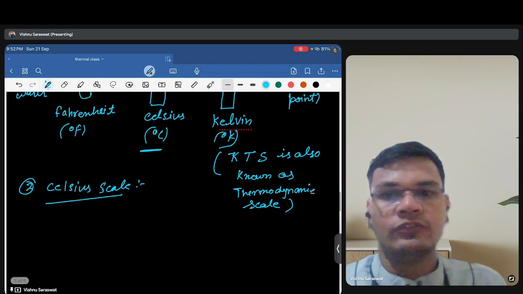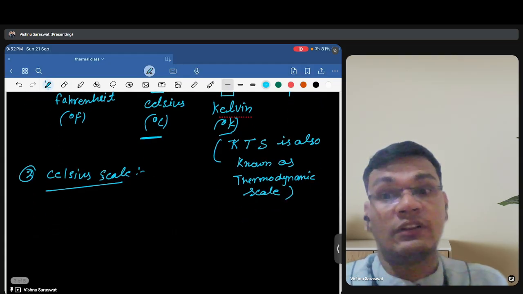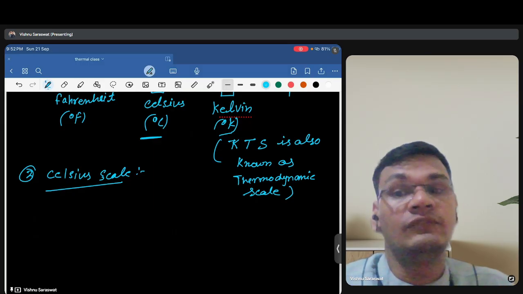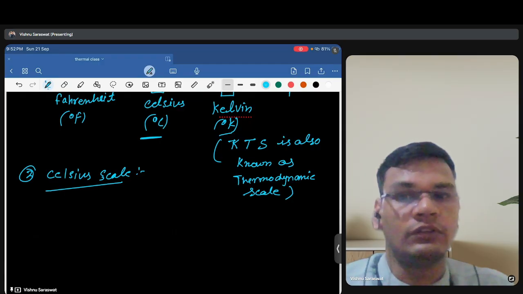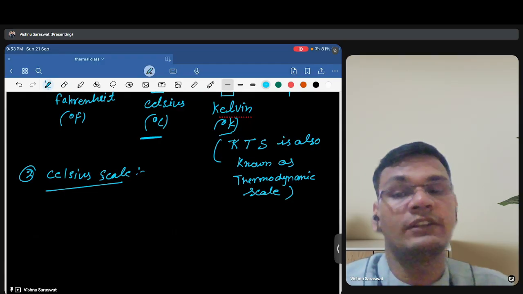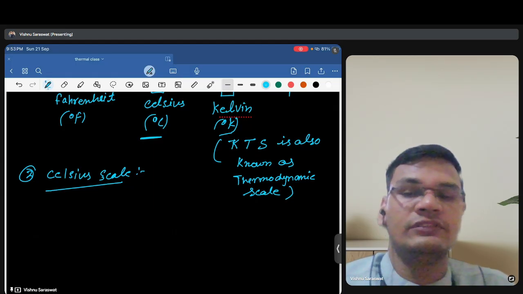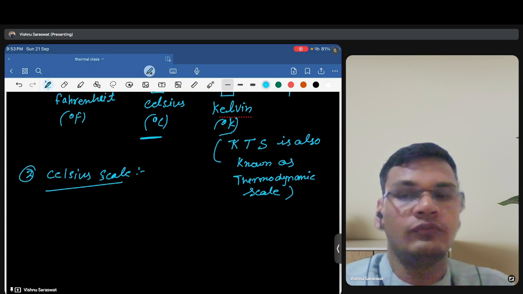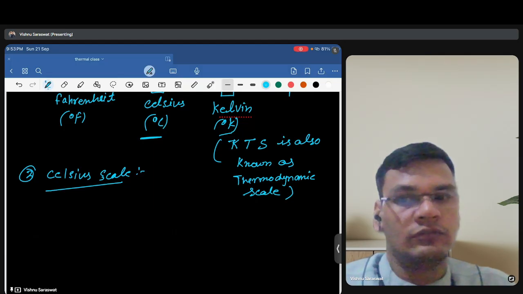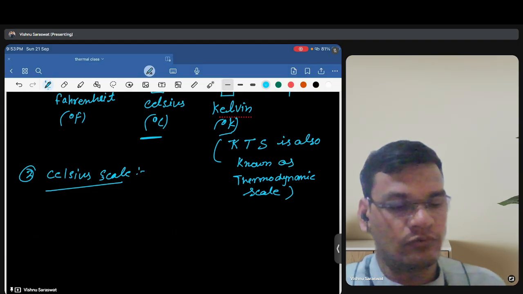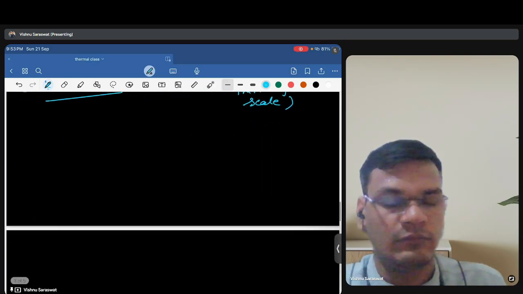Okay, so the triple point of water is the point on the PT diagram where the three phases of water, solid, liquid, and gas, can coexist in equilibrium. Note it down. This point is very important.